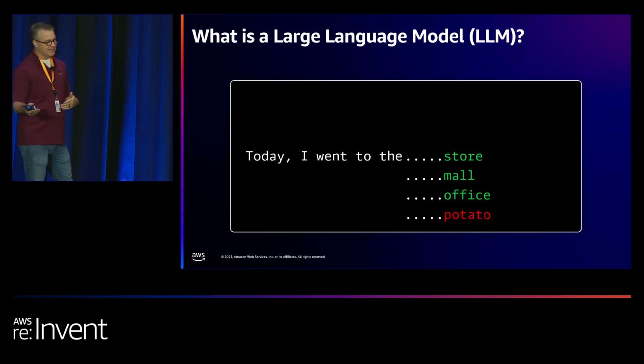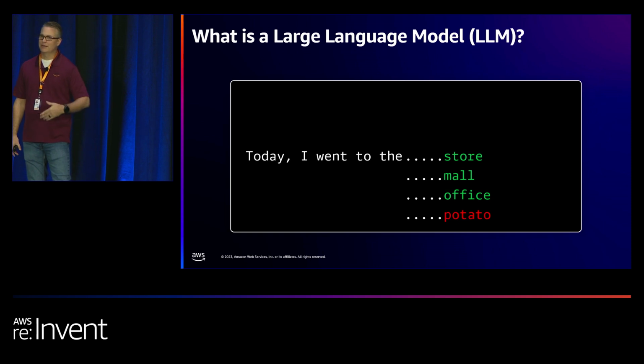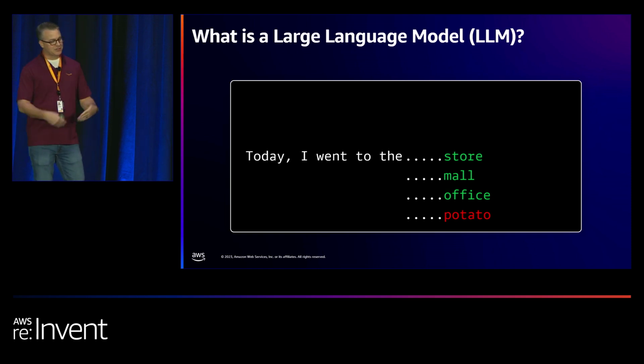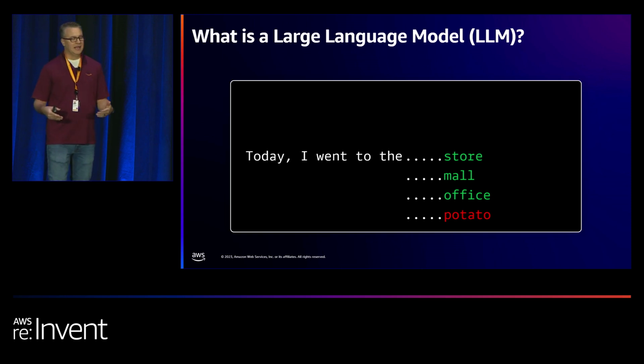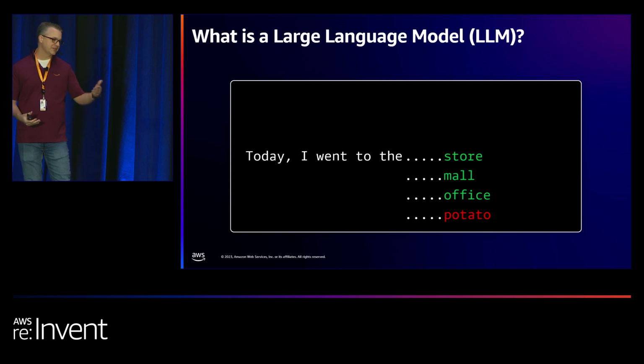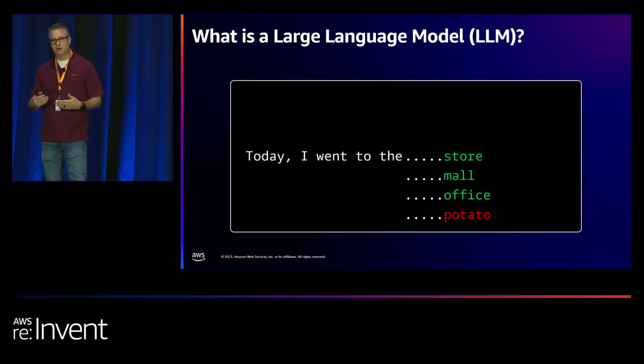If you look at the example here, today I went to the potato. You can easily see potato doesn't make sense. I wouldn't go to a potato. So the large language model is going to throw out that word, and it's left with store, mall, office. Then it's going to try and say, do I have more context to go by? If the sentence before this was, I don't have enough groceries to make dinner, then it would make more sense to say, so today I went to the store. That's how the large language model starts guessing that next word.